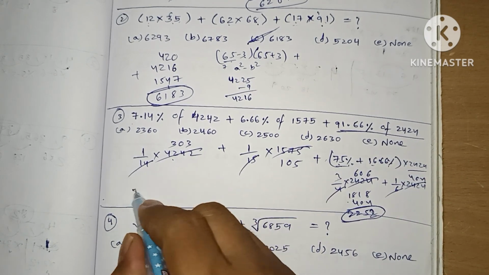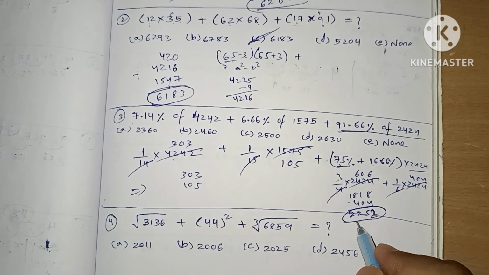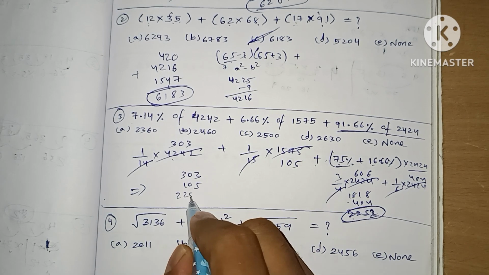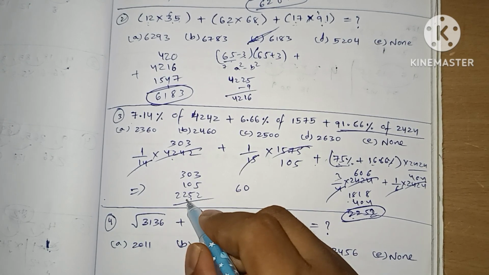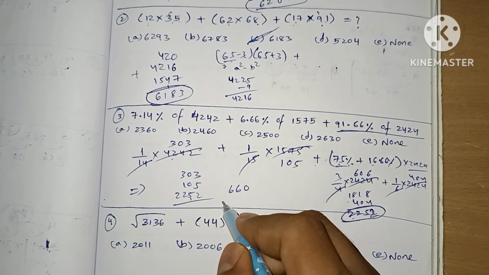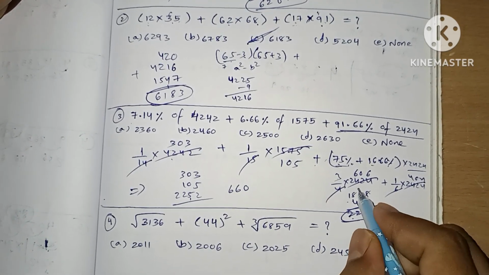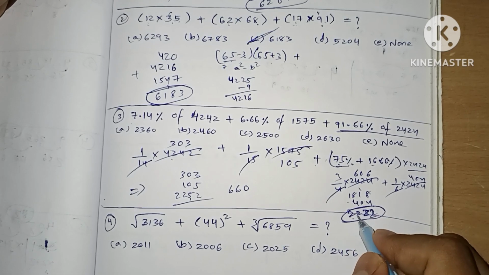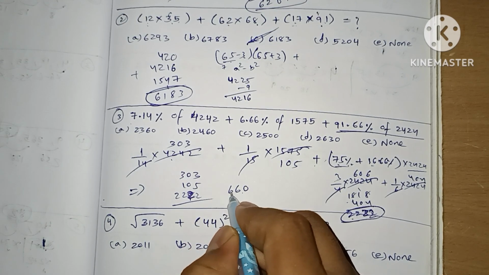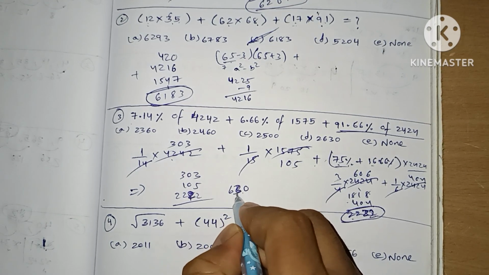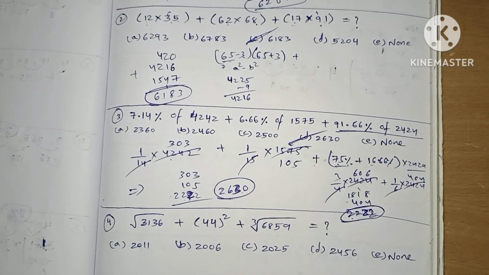Okay, so totally we have 303 plus 105 plus 2252. Wait a second, here 4 plus 8 will be 12. Okay, this will be 2 and this will be 2, triple 2. So this will be 0 and 3, this will be 6 and this will be 2. So answer will be 2630. Option D is our answer.